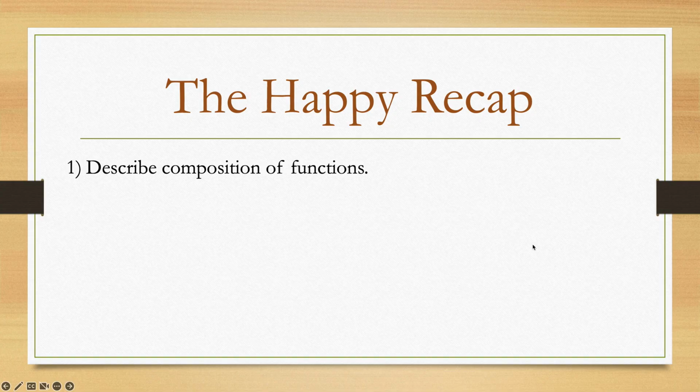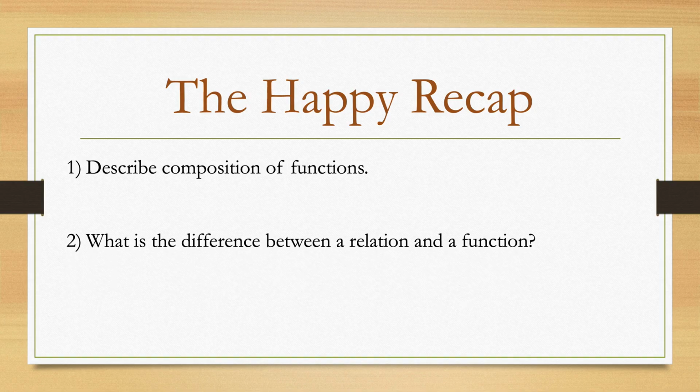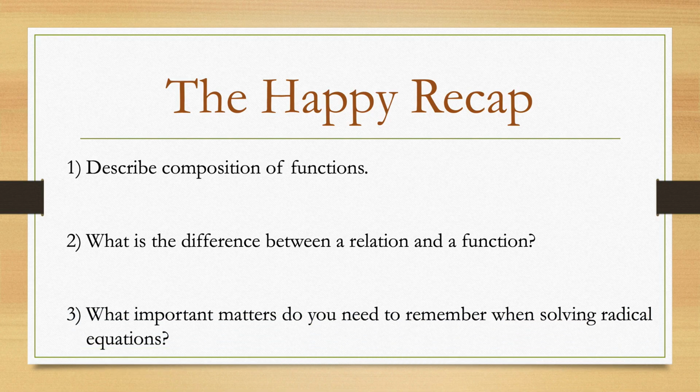Composition of functions means that you take the first function, you get an output, and that becomes the input of the second function. What's the difference between a relation and a function? In a function, every input can only have one output. You can't have two different outputs from an input, and every element of the domain has to have an output. Next, what important matters do you need to remember when solving radical equations? Isolate and square.